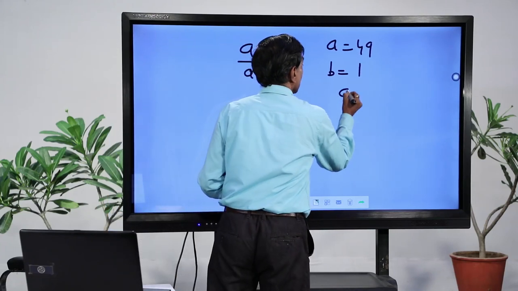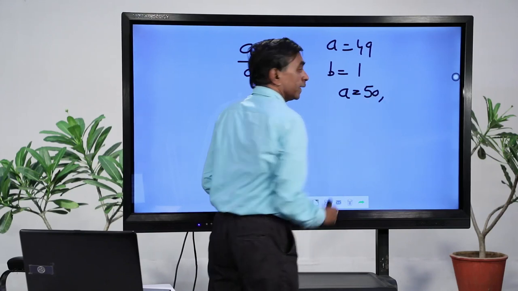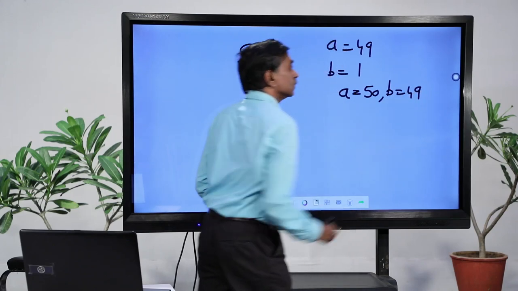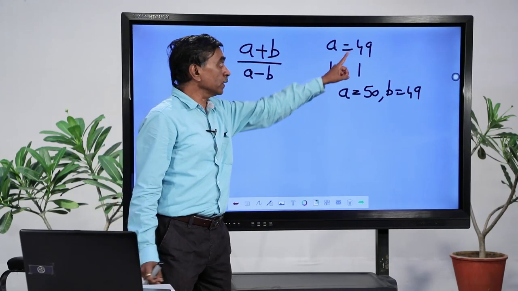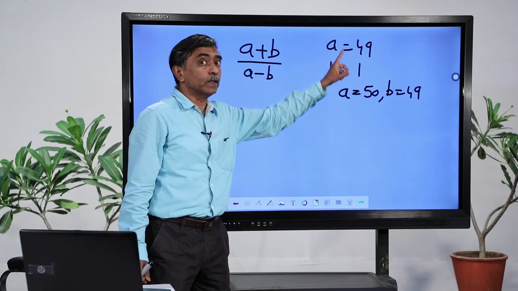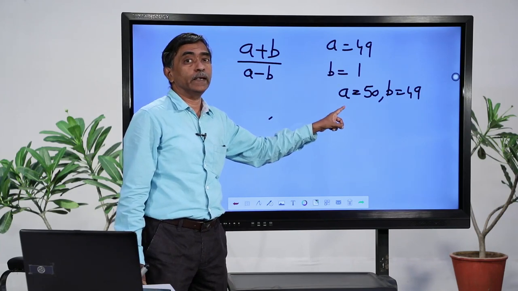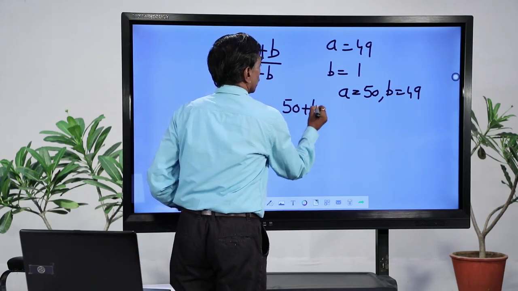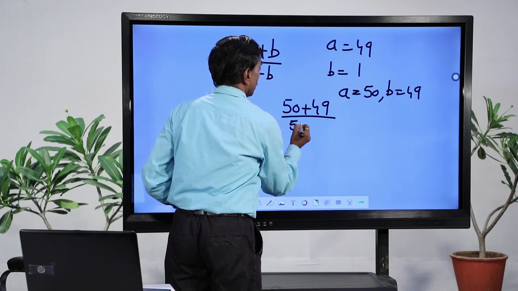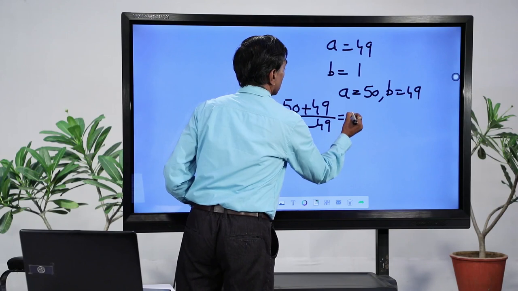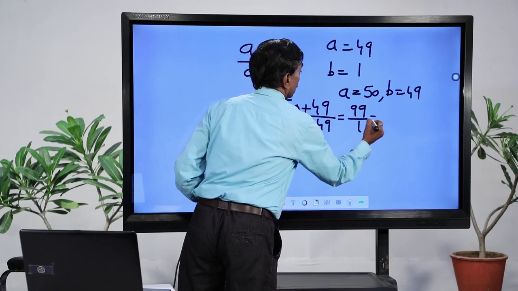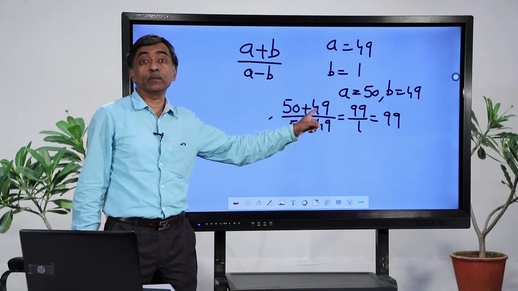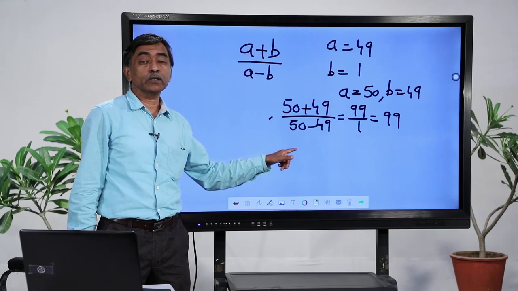If I take A is equal to 50, I cannot take B as 50 again, so I take B is equal to 49. Look at this combination. This was 49 plus 1 upon 49 minus 1, which means 50 upon 48. But here what do you get? 50 plus 49 divided by 50 minus 49, and so you get the combination as 99 upon 1, or simply 99. The numerator has to be maximum, the denominator has to be minimum, and that is what we have done in both the cases.